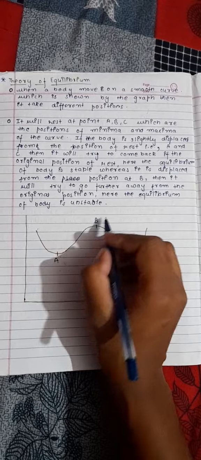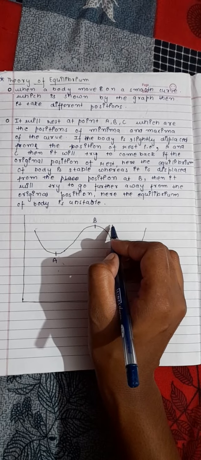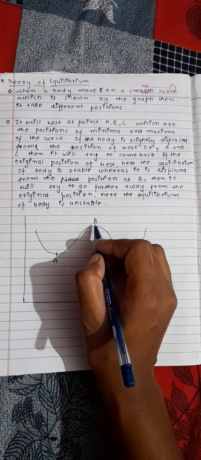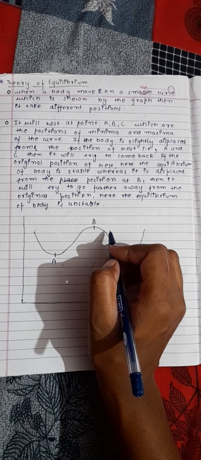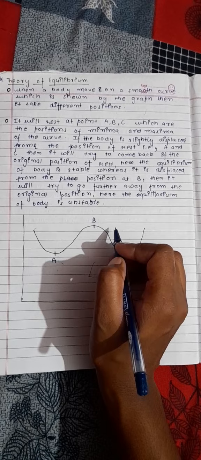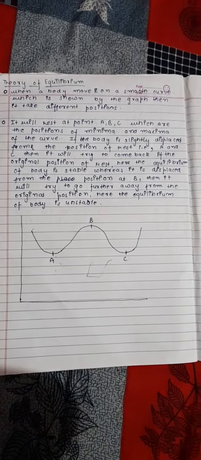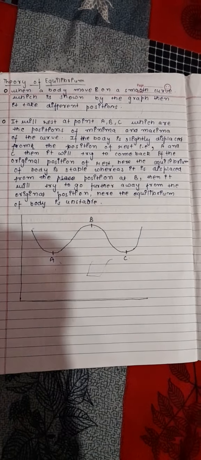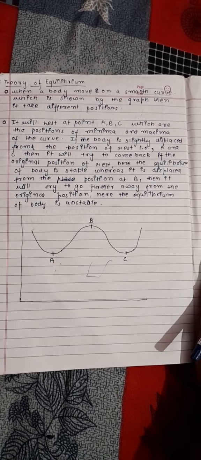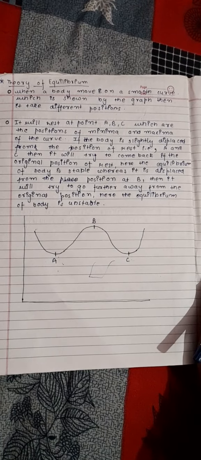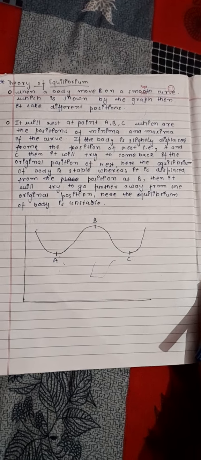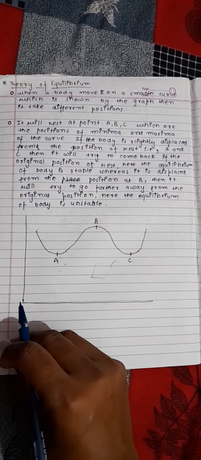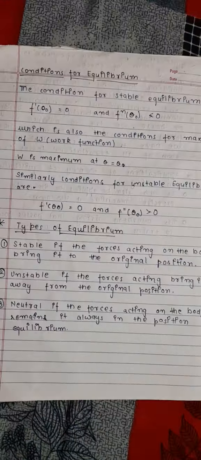If a body is slightly displaced from these positions of rest, that is, at A towards A or towards C, it will try to come back to the original position of rest. Here the equilibrium of the body is stable, whereas if it is displaced from the position at B, then it will try to go further away from its original position. Here the equilibrium of the body is unstable.